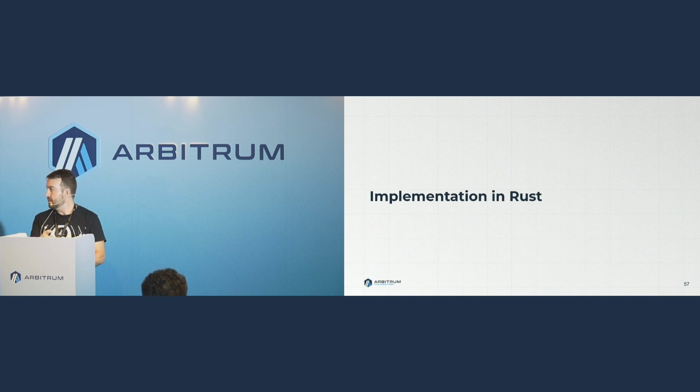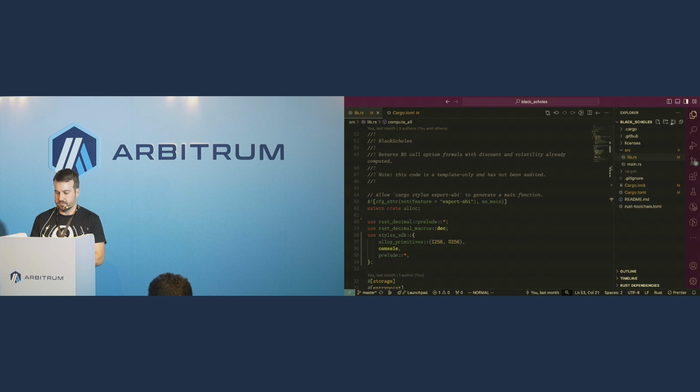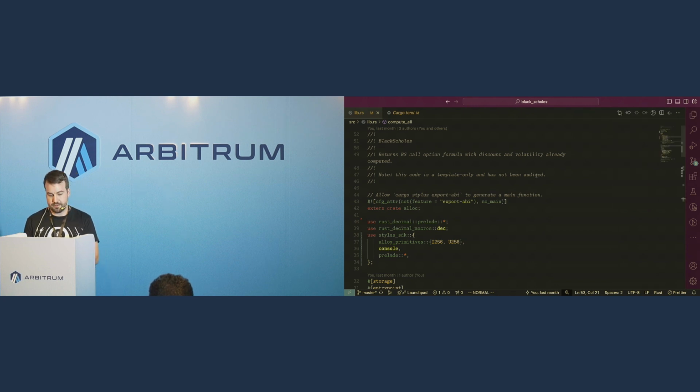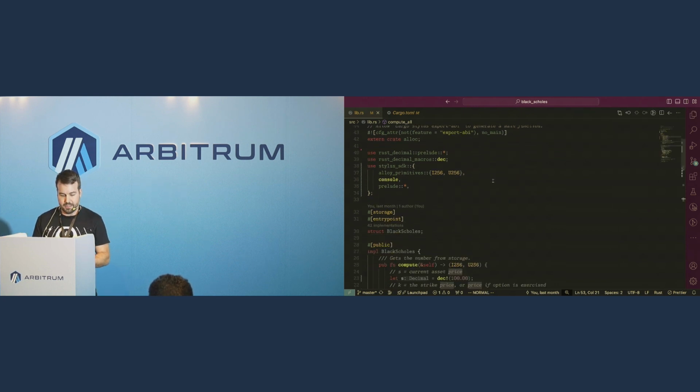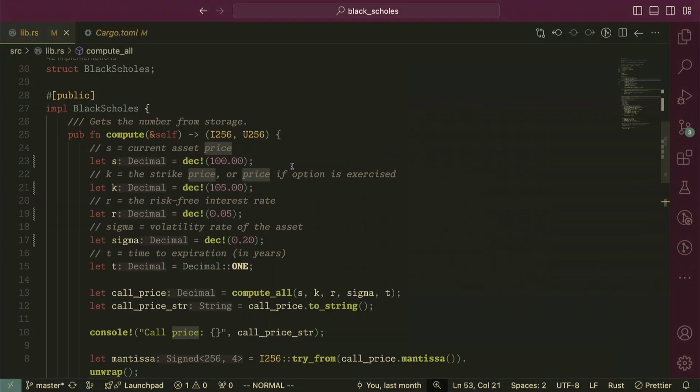I can get the regular to show my screen. Okay, perfect. Okay, cool.